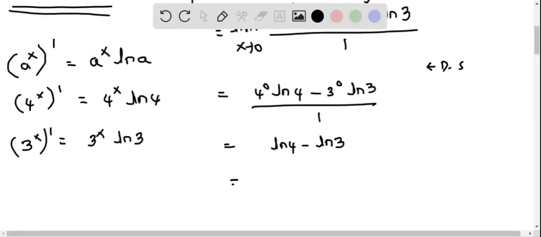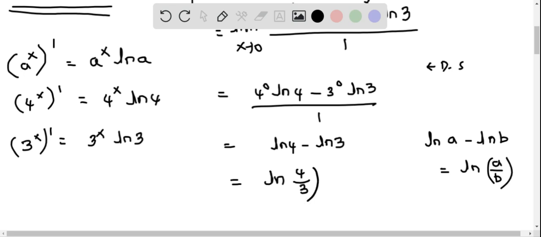So when we use the property of logarithm, if we have natural logarithm of a minus natural logarithm of b, this is equal to natural logarithm of a over b. So therefore, we can write this in simplified form as natural logarithm of 4 over 3. And this is the answer for this question.